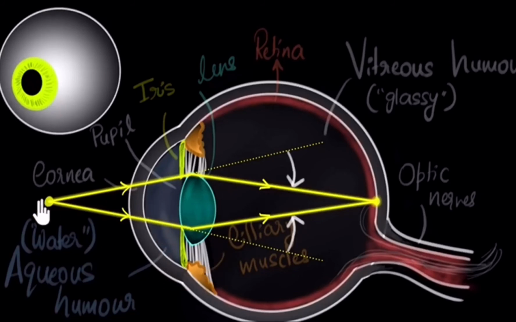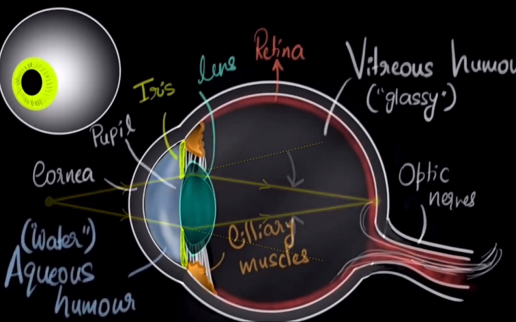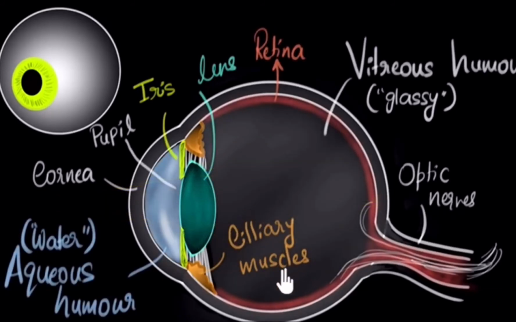And that's how, depending upon the distance of the object from our eyes, the curvature of the lens will keep changing. And that is done by these ciliary muscles. And this phenomenon where ciliary muscles change the power of the eyes by changing the shape of the lens is called accommodation. So that's their job. Their job is to perform accommodation.